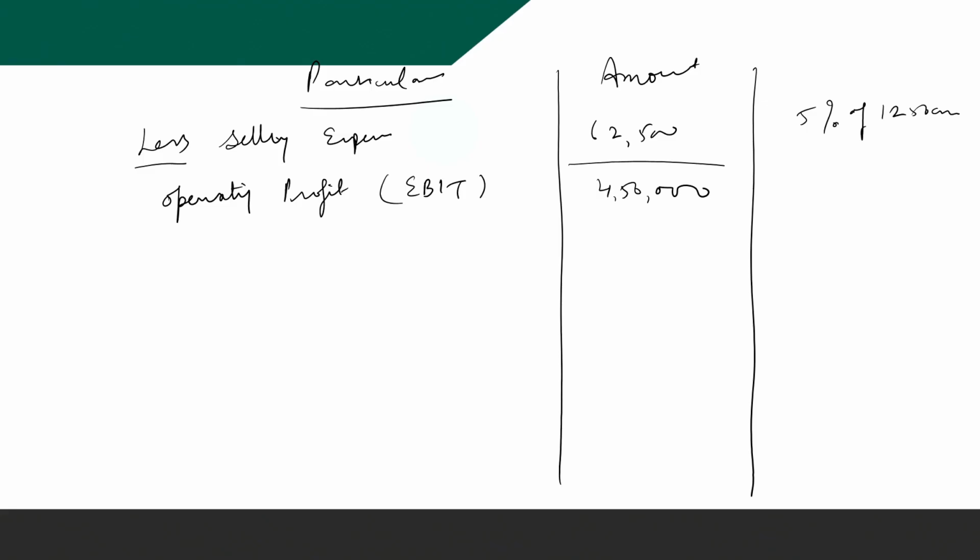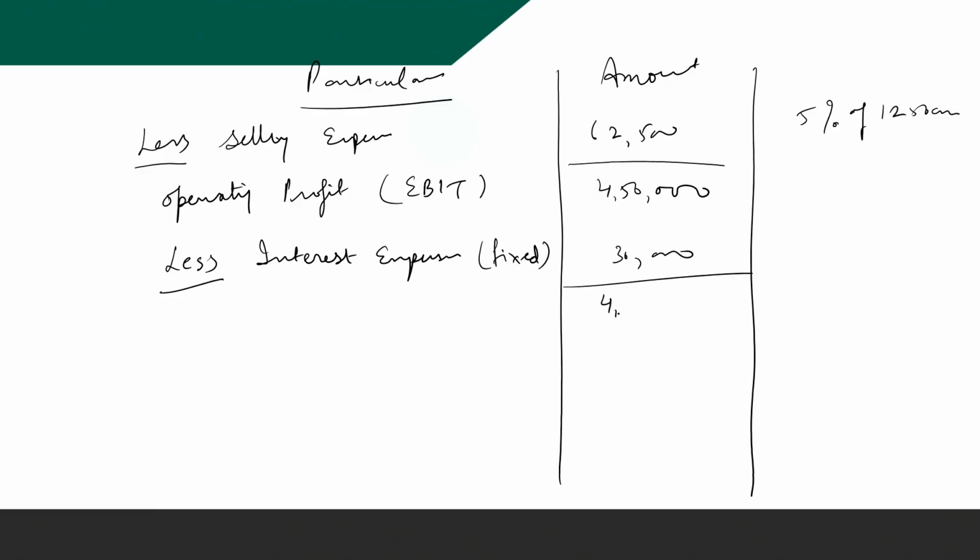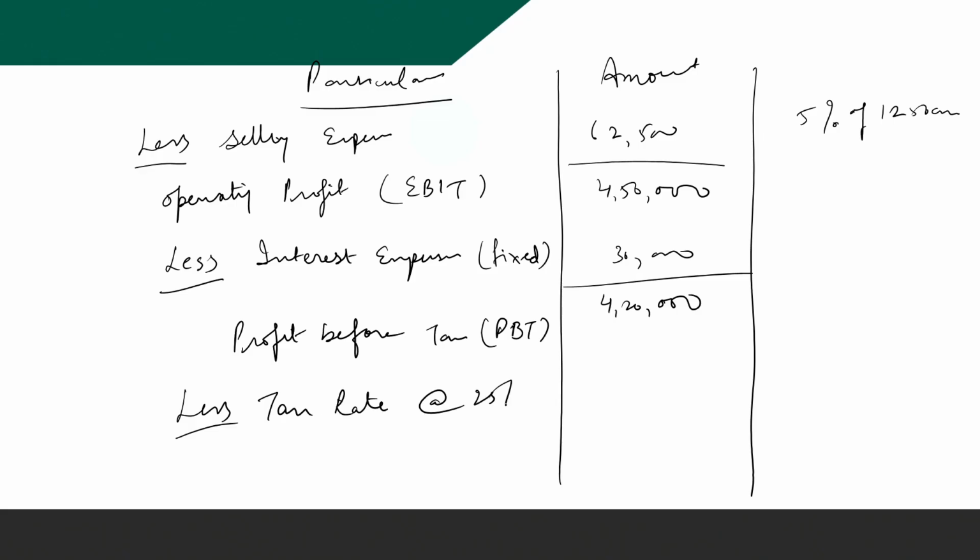As I told you earlier, interest is assumed to be fixed. So now out of EBIT, we deduct the interest expenses, which is given in the question, and we take it as fixed as usual because we are not going to scale it every time. This is 30,000 rupees to be deducted. So we get a figure of 4,20,000, which is our profit before taxes, or PBT. And out of this, we are given in the question the tax rate of 25%, which we compute on 4,20,000. It comes to the figure of 1,05,000.